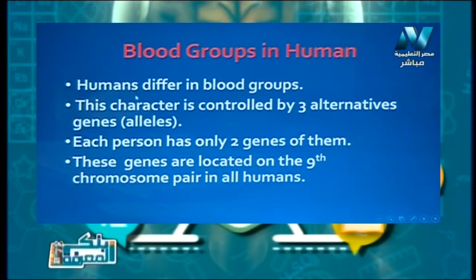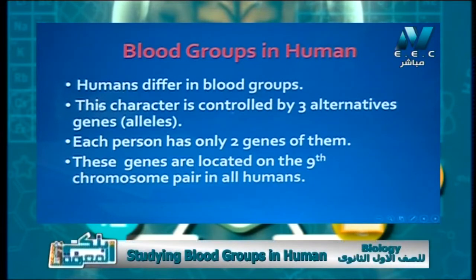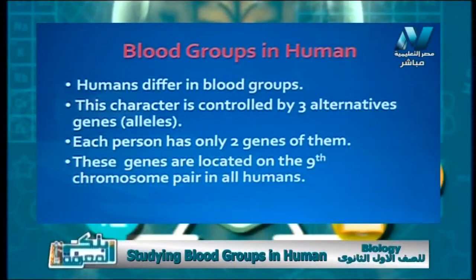He told us that the human being has 4 types of blood groups, and these types of blood groups can be used to classify them. And this type of inheritance, or this character, is controlled by 3 genes. And these 3 genes are located on chromosome number 9. So the homologous chromosome number 9 contains 2 genes of the 3 genes. So these are 3 genes, and each person has just 2 of them.